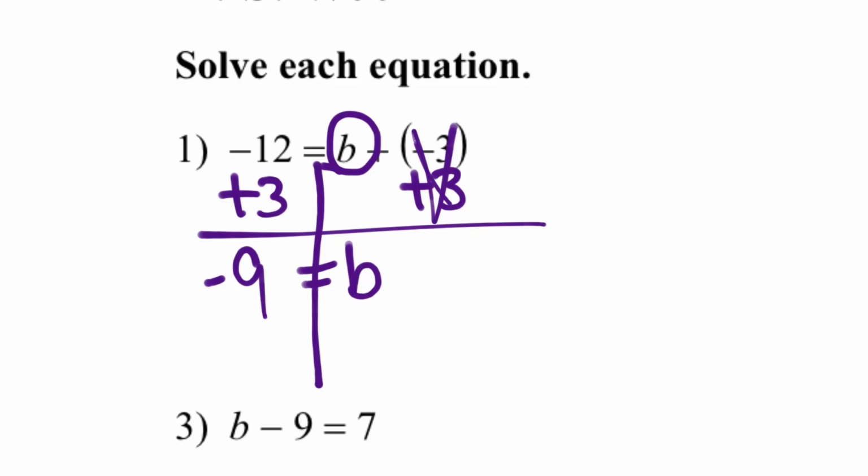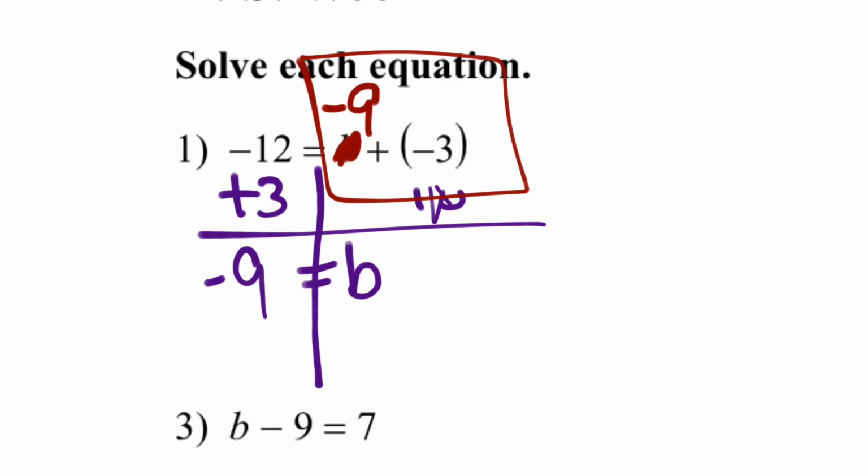Now there's a way to check to make sure my answer is correct. I come back up to my original problem. Instead of b, I'm plugging in -9 because that's what I just found it to be. I'm typing in my calculator -9 minus 3, and I'm getting -12. So my answer checks out, and I know I'm right.